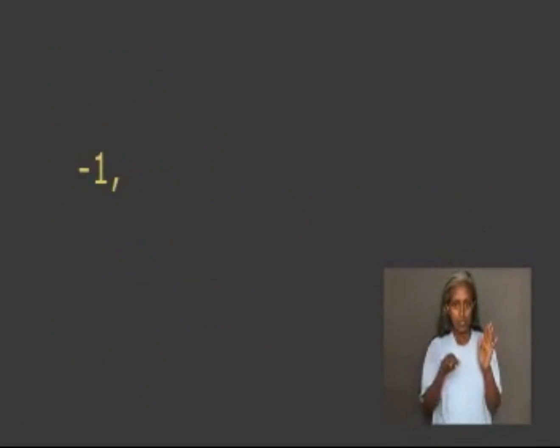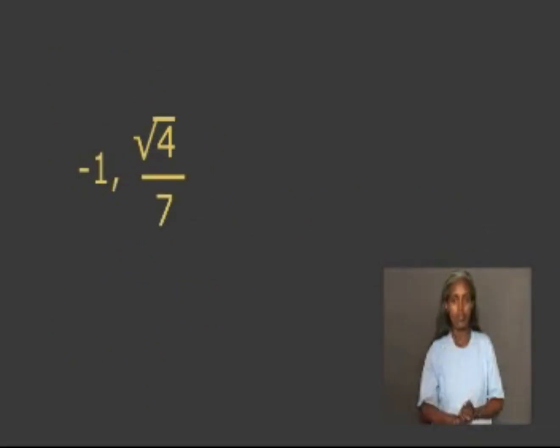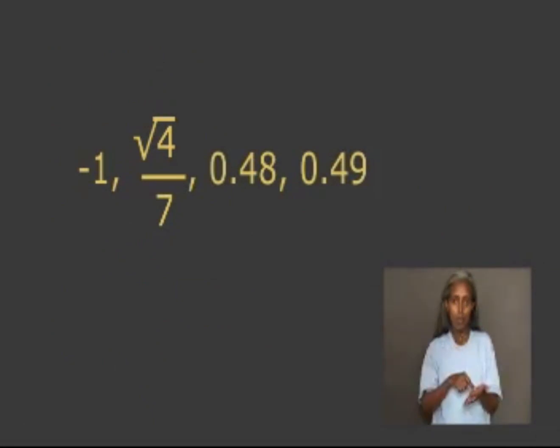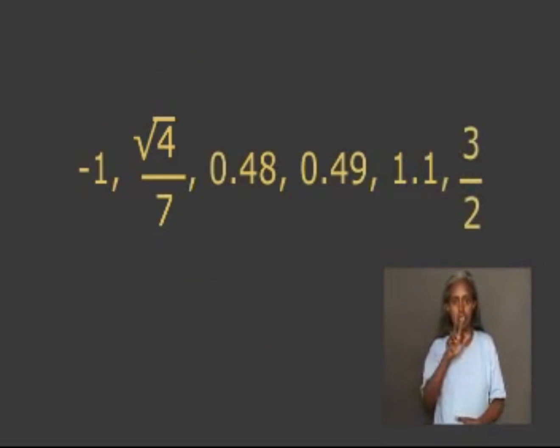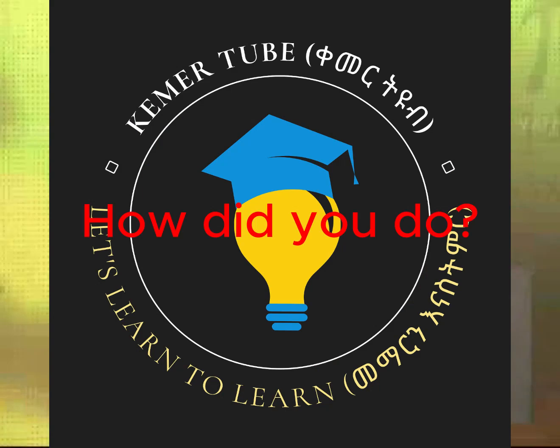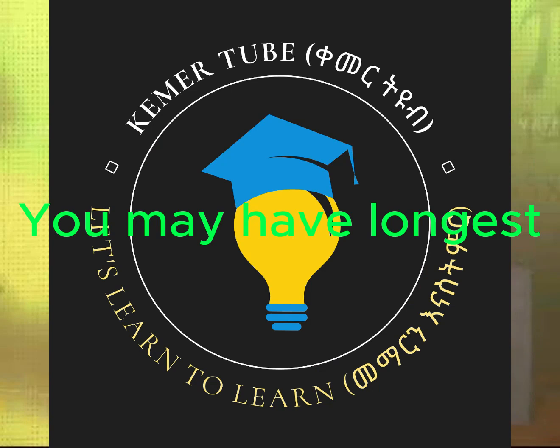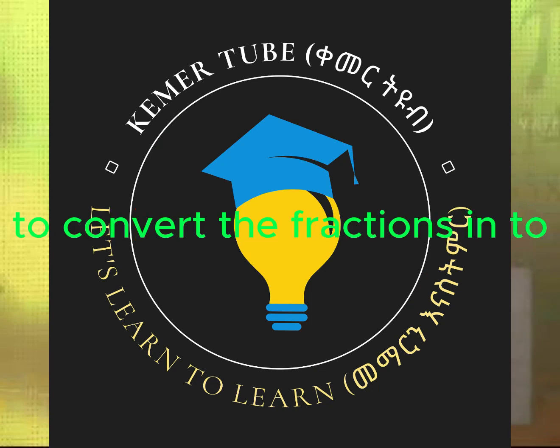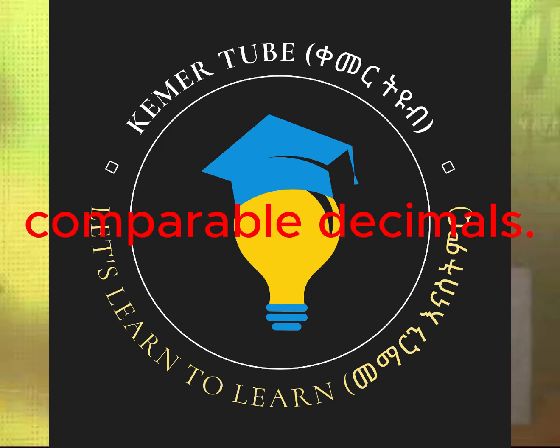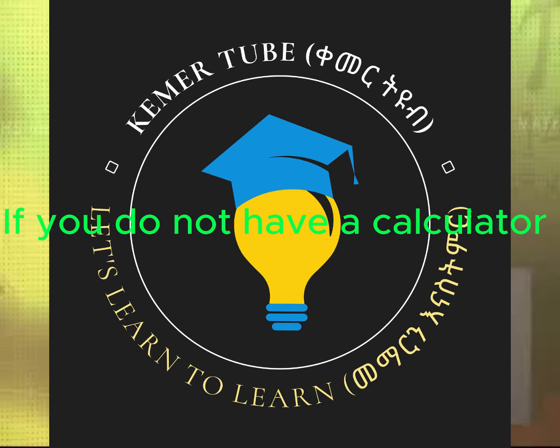-1, square root of 4 over 7, 0.48, 0.49, 1.1, 3 over 2. How did you do? You may have noticed that it takes some time to convert the fractions into comparable decimals. If you do not have a calculator, it can take a lot of time.